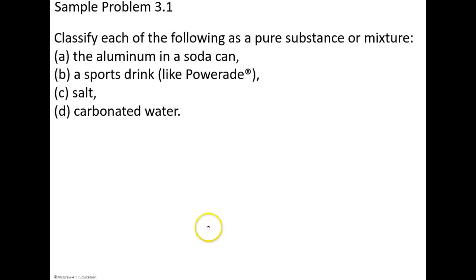So let's go through this and talk about whether we're talking about a pure substance or a mixture. The aluminum in a soda can. What do you think, pure substance or mixture? I hope you said pure substance, because aluminum is pure. It's not a mixture. A sports drink like Powerade or Gatorade? Well, that is going to be a mixture.